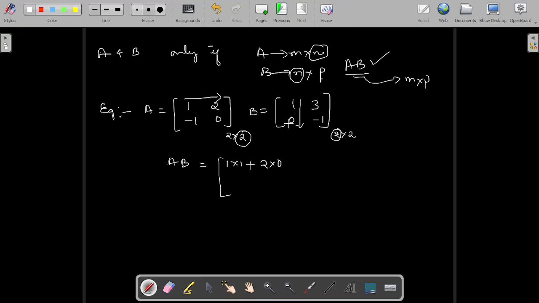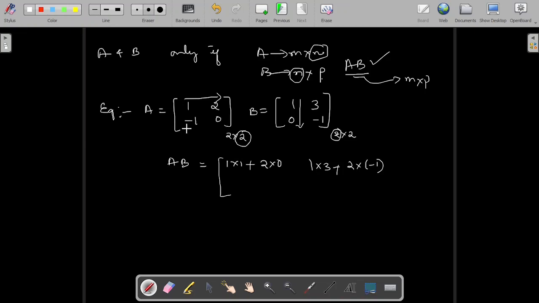Hence, go to the next column. Shift to the next column. In the answer also you shift to the next column. But we are not shifting the row. Row remains same. Only column gets shifted. So go 1 into 3 plus 2 into minus 1.